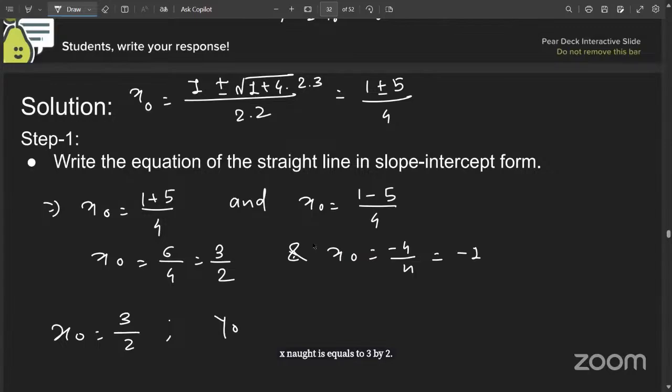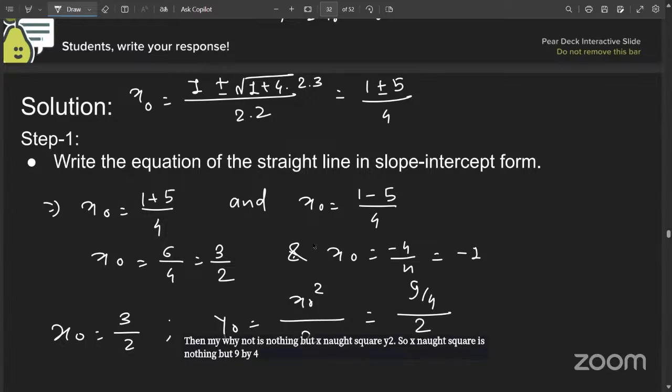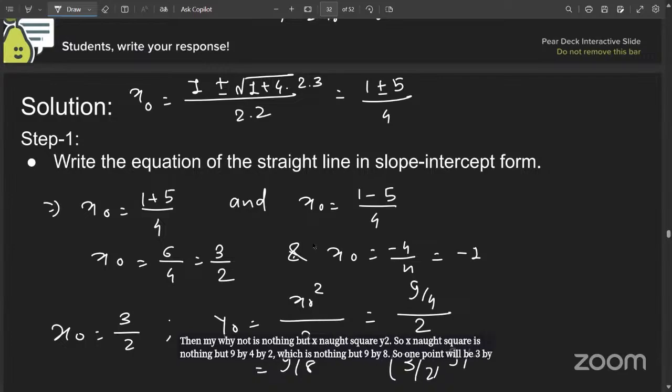Then my y0 is nothing but x0 square by 2. So x0 square is nothing but 9 by 4 by 2, which is nothing but 9 by 8. So one point will be 3 by 2, comma 9 by 8.